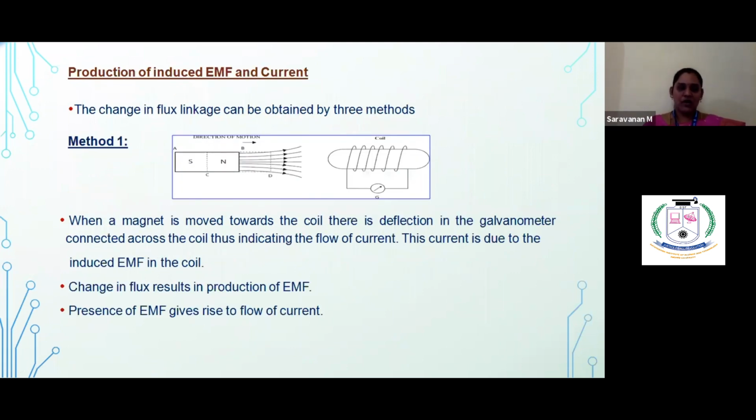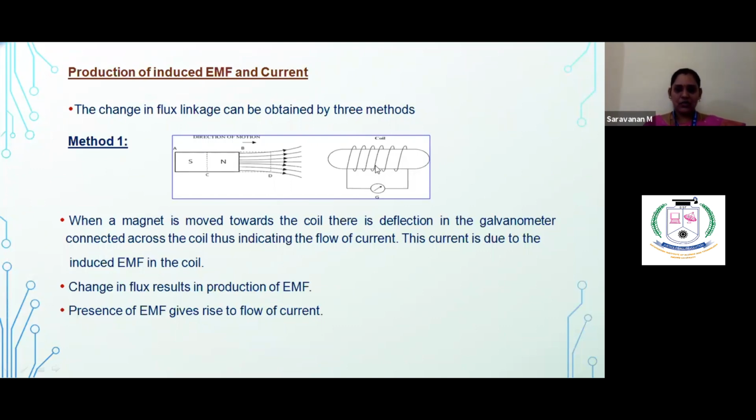Now I'm going to explain electromagnetic induction with a simple diagram, that is, how an EMF is induced. An EMF is nothing but the electromotive force. When the EMF is induced, the current starts flowing in your coil. How it happens, you can see in the diagram. I have taken a magnet with the north pole and the south pole, let it be in the positions A and B.